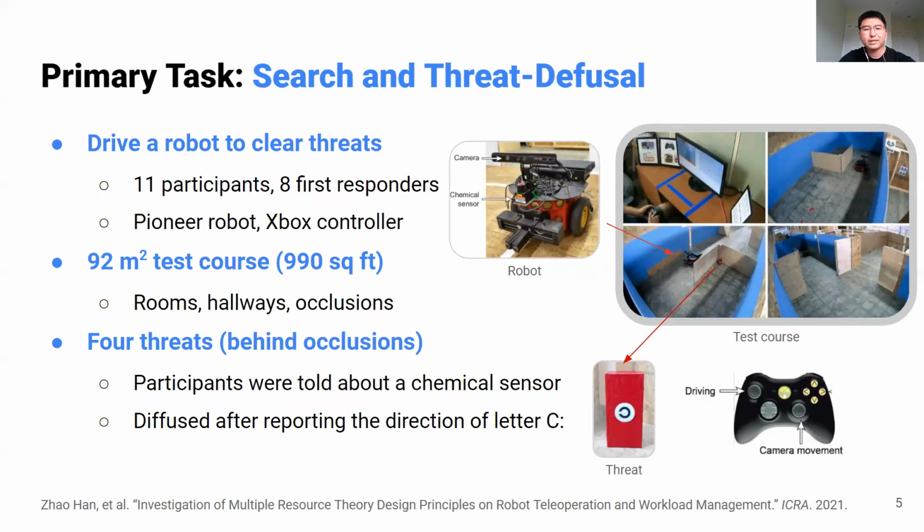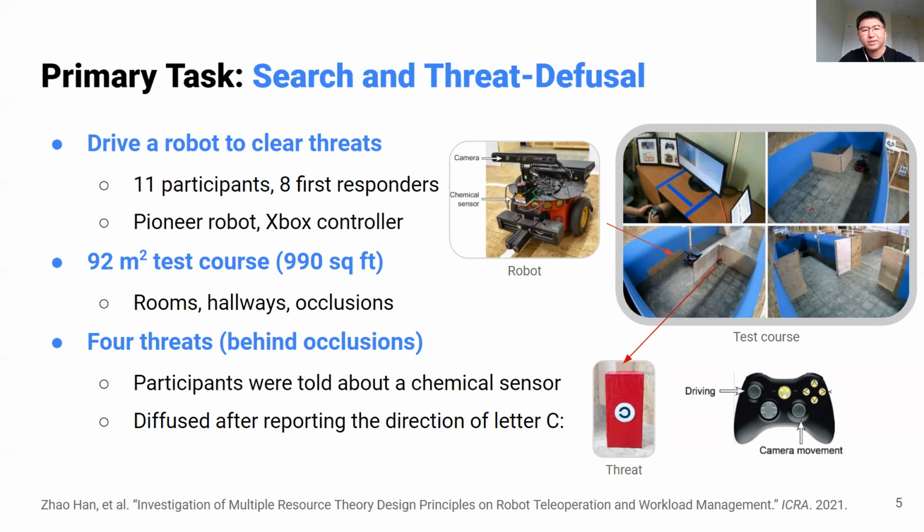The primary task is a search and threat defusal task, where participants drive a robot to clear 4 threats in a task force. We recruited 11 participants, and 8 of them are first responders. The robot we used is a Pioneer mobile robot with a Kinect camera, as well as a Hokuyo laser rangefinder. So we can map the environment and use the map to localize the robot. Everything was implemented in ROS.